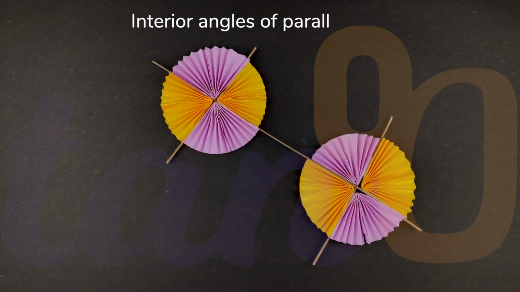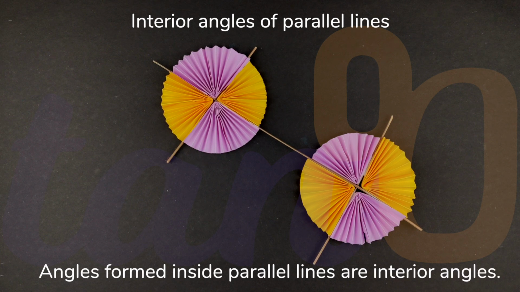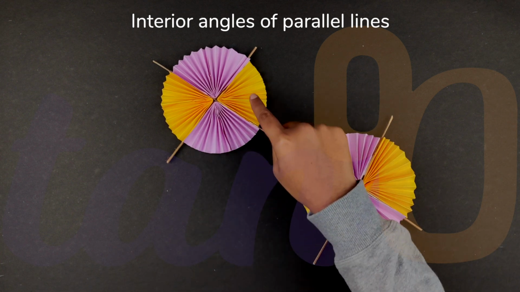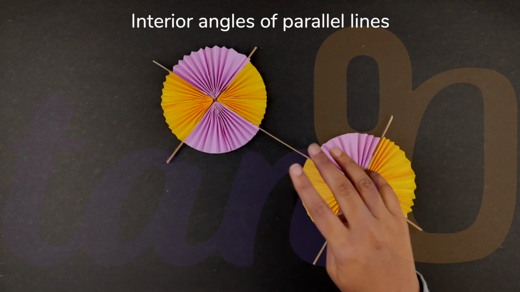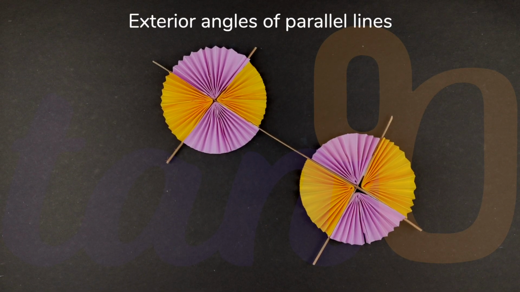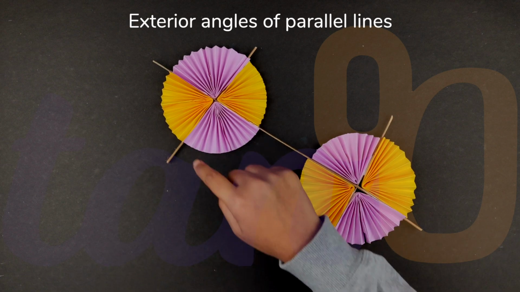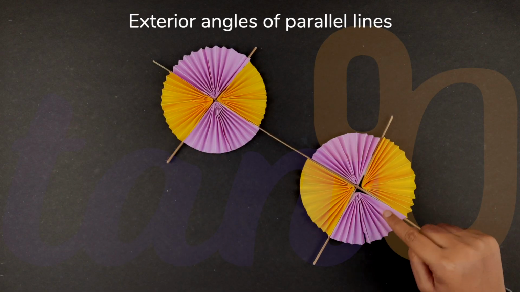Interior angles of parallel lines. Angles formed inside parallel lines are interior angles. You can see there are 4 angles formed. Exterior angles of parallel lines. Angles formed outside parallel lines are called exterior angles. You can see there are 4 angles formed.